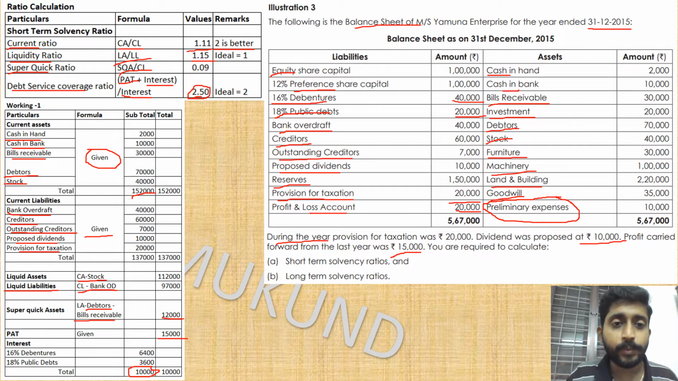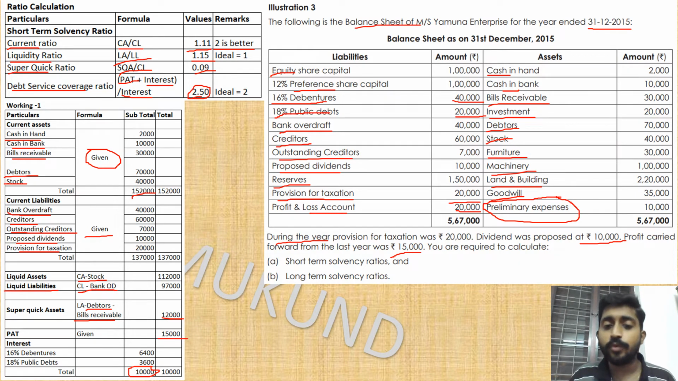Okay, next is the super quick ratio. It is 0.09. Here there is no ideal that is prescribed. Next is the debt service coverage ratio. 2 times itself is better, but we have 2.5 times, which is even better. We have the ability to repay the interest 2.5 times. So that 2.5 times is better.